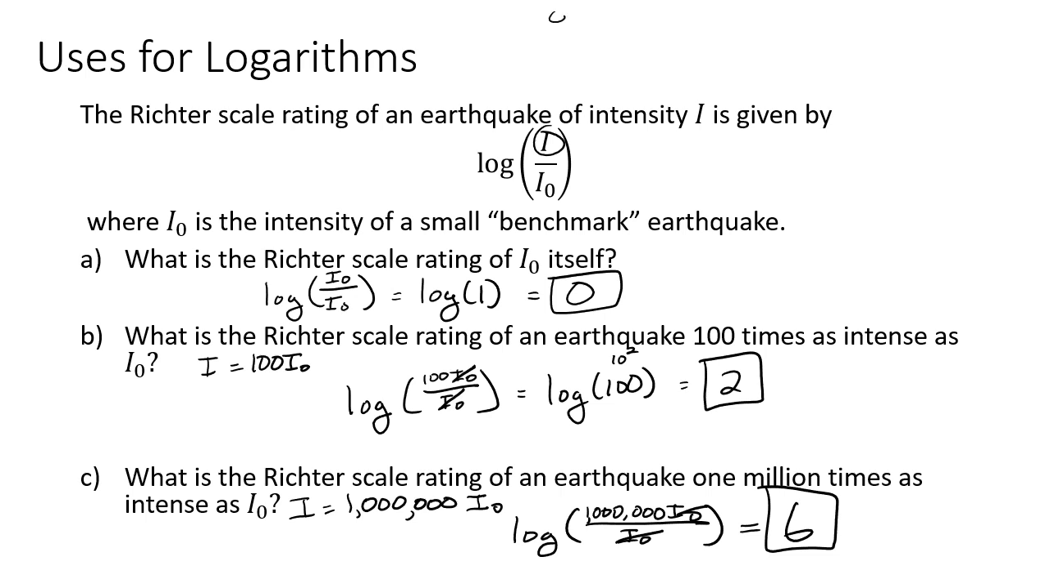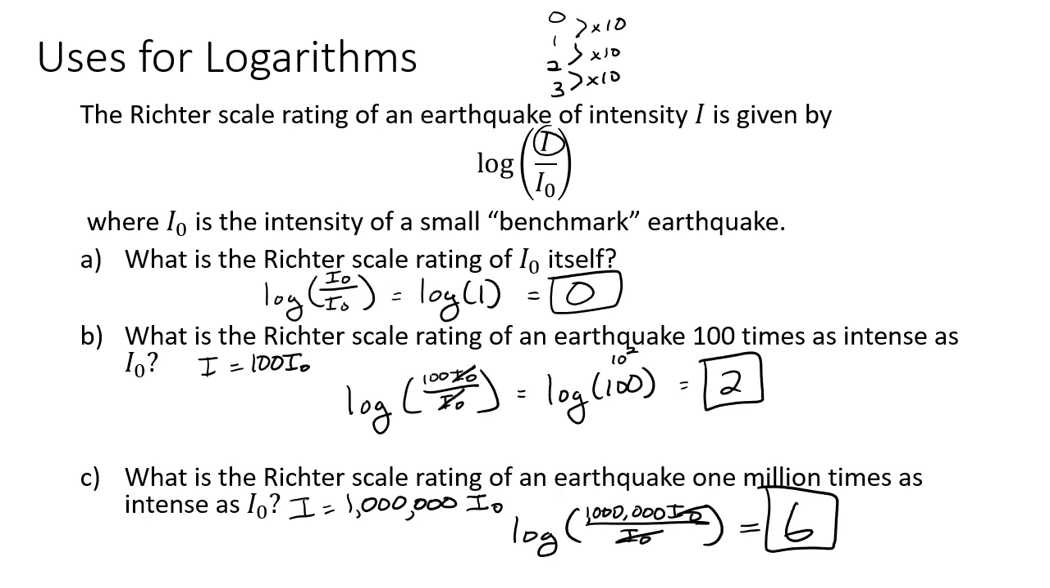So a Richter scale of 0 is our baseline. A Richter scale of 1 would be 10 times more powerful than a 0. An earthquake of magnitude 2 would be 10 times more powerful than a magnitude 1. A magnitude 3, 10 times more powerful than a magnitude 2.